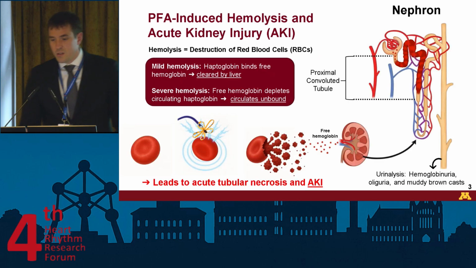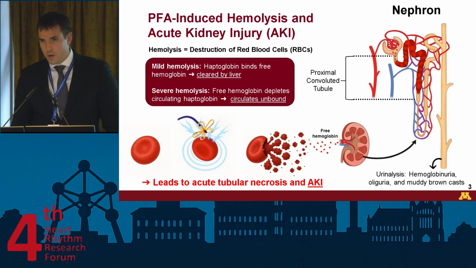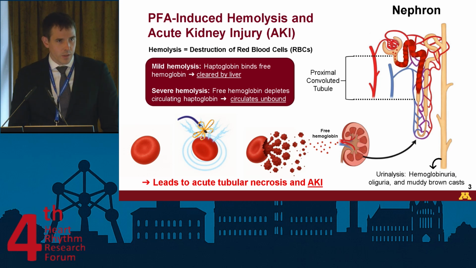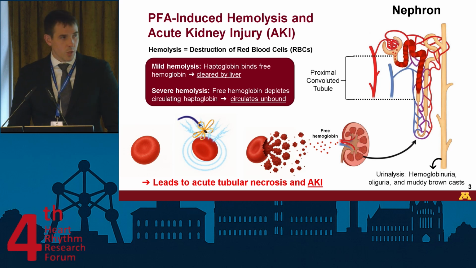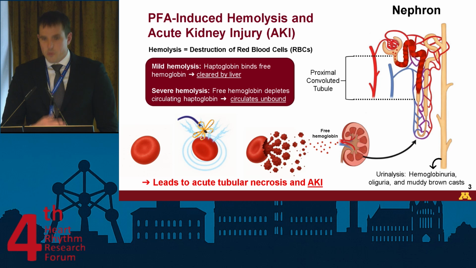So hemolysis is the destruction of red blood cells. Commonly, when mild hemolysis occurs, there's a scavenging protein, haptoglobin, that binds to the hemoglobin and then is subsequently cleared by the liver. But in more severe instances, that free hemoglobin depletes the haptoglobin, and then the free hemoglobin actually circulates unbound. So let's follow a red blood cell through the heart during a procedure such as this.